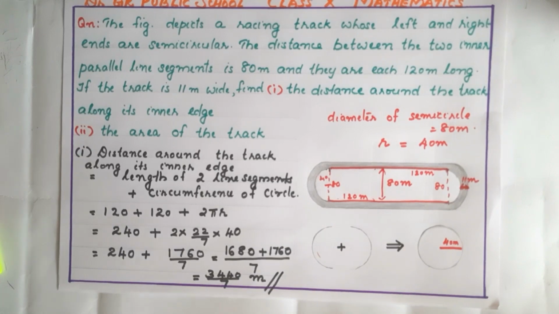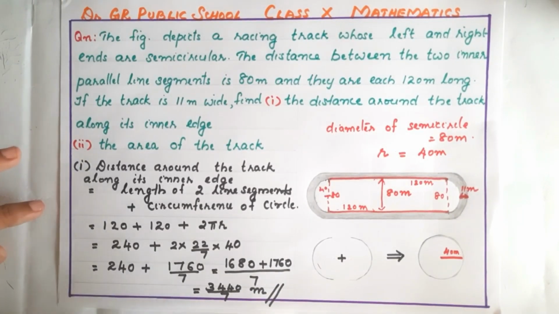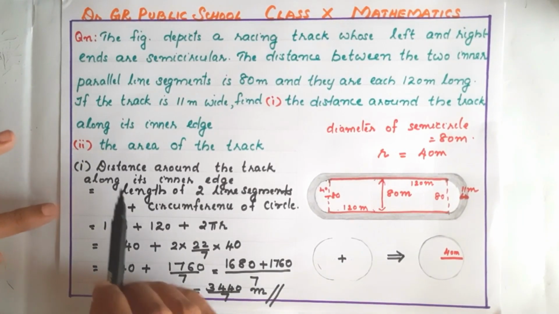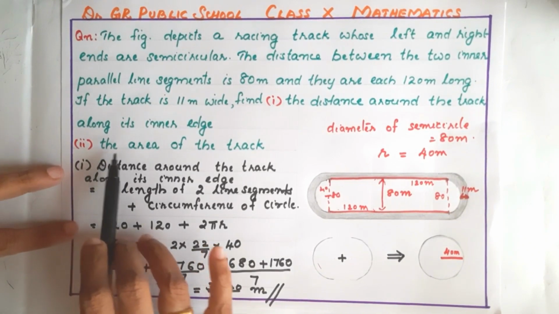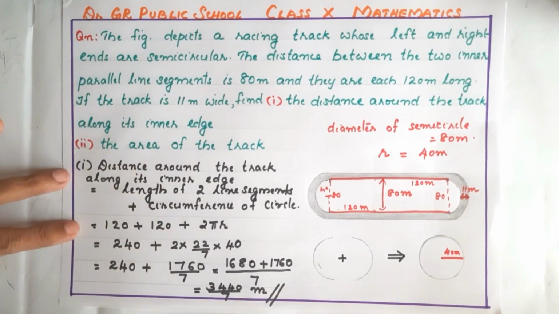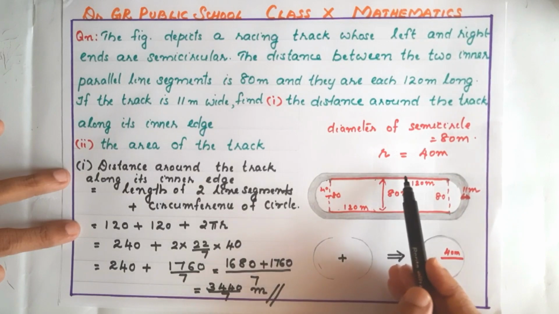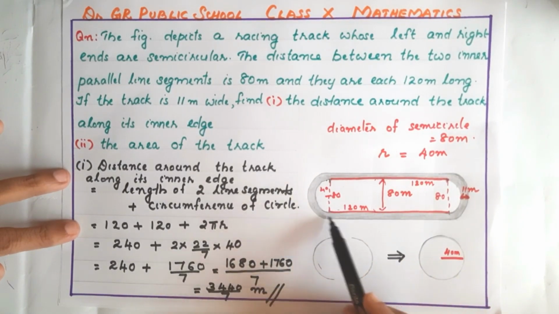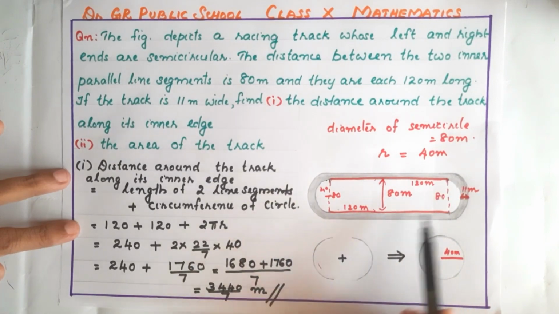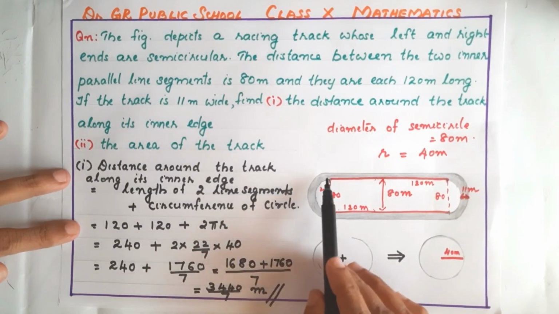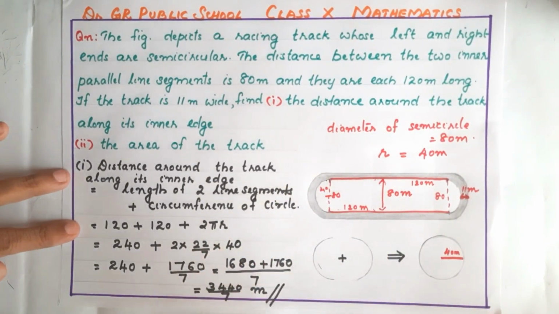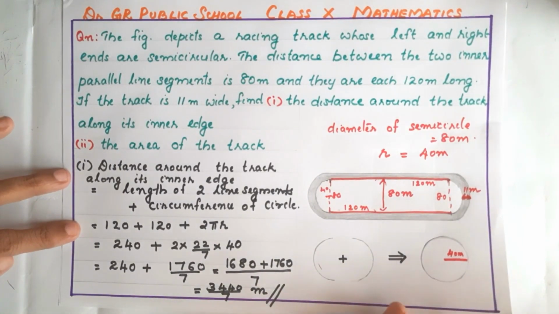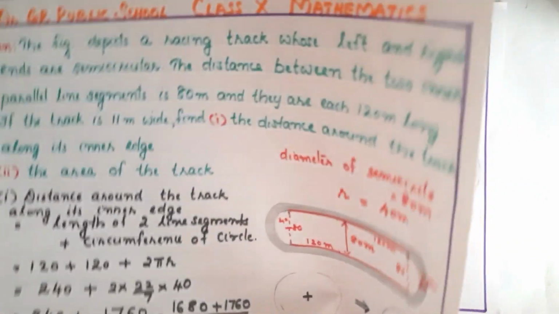Now we have one more question, isn't it? What is that? Find the area of the track. So we have to find out the area of this track. Track means this shaded region. We have to find out the area of the shaded region. Okay, let us discuss how to find out the area of the shaded region.